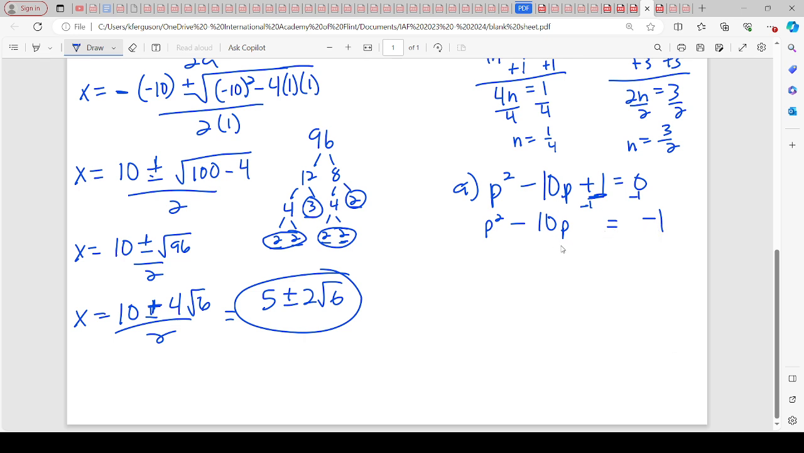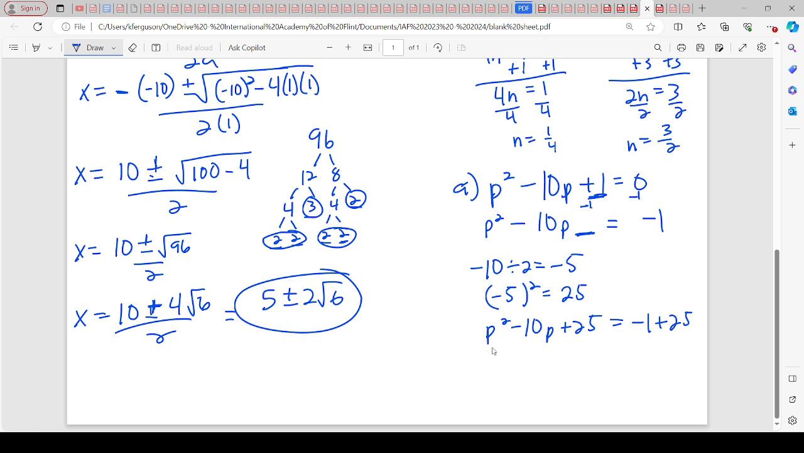All right. Now I need to figure out what number needs to get put right here. Completing the square. I take my middle term, which is negative 10, and I divide it by 2. So that's negative 5. And then I take that negative 5 to the second power. So negative 5 to the second power is 25. So that's the number I need to add to both sides of my equation. So I'm going to have p squared minus 10p plus 25 equals negative 1 plus 25.